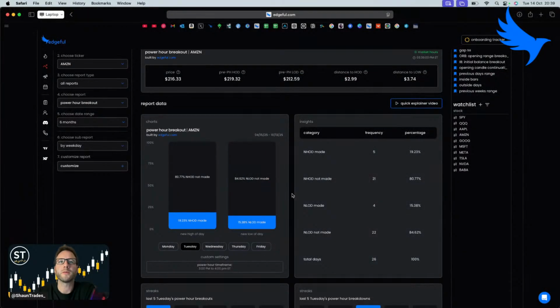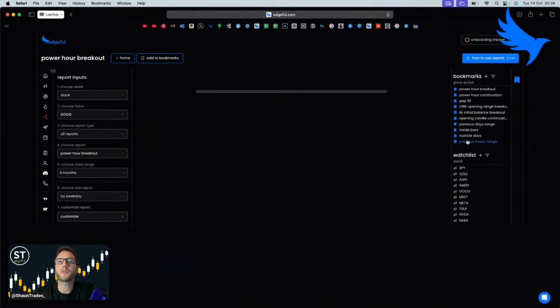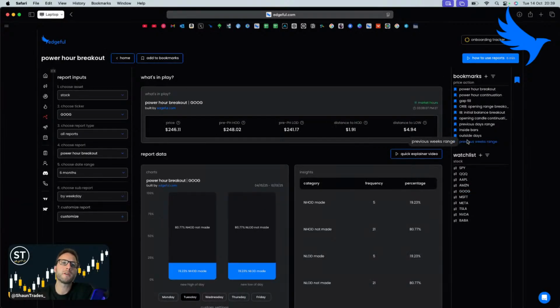We'll cycle through some of these. So new high of day made, obviously only 19%. And then we move on to Google. So you can see the stocks here, they're all kind of lower than the actual market. I guess that's because the stock is obviously an asset on its own, whereas the overall market is lots of different assets. So SPY is obviously 500 and the Q is obviously 100 stocks individually.